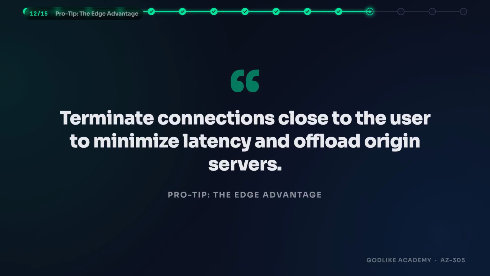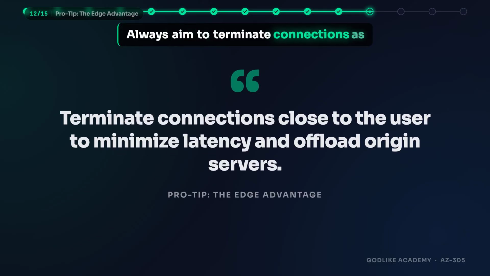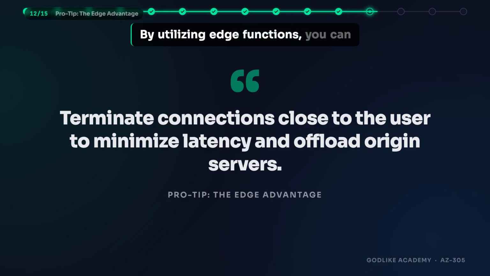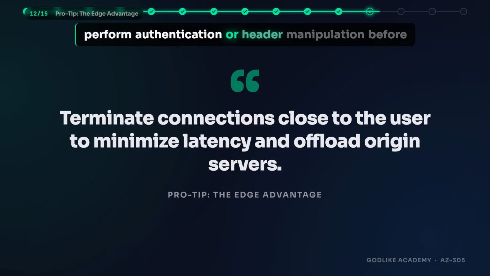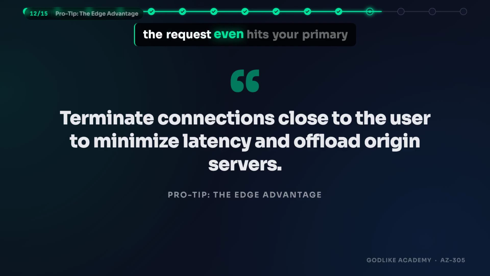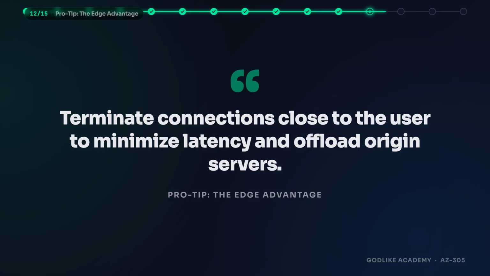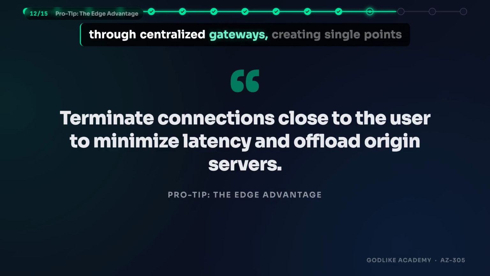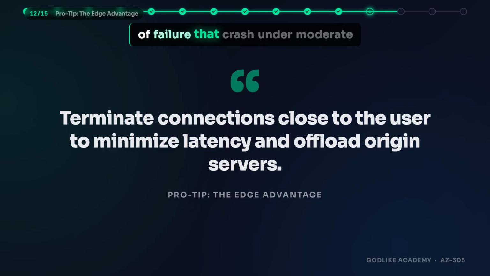Remember this key principle. Always aim to terminate connections as close to the user as possible. By utilizing edge functions, you can perform authentication or header manipulation before the request even hits your primary infrastructure, drastically reducing latency. Implementing this correctly will cut average response times below 200 milliseconds, while ignoring edge termination forces all traffic through centralized gateways, creating single points of failure that crash under moderate concurrent load.